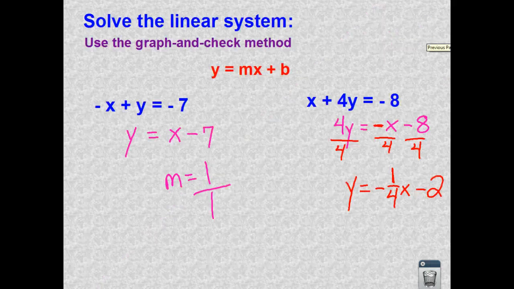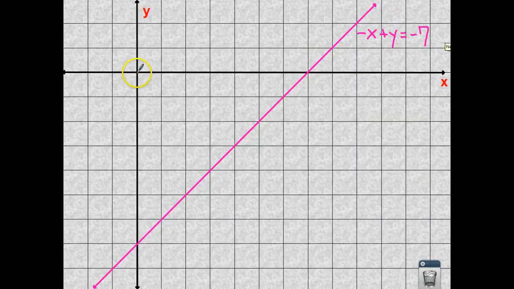Let's go find line 2 now. Line 2 says y is equal to -1/4 x minus 2. We'll do that in red. So let's go to our b term, our y-intercept. Starts at -2. And the slope was, I believe, -1/4. So we start at our b and we go down 1 and right 4. Down 1, right 4. And we can get one more, I think. Let's make sure. Okay.